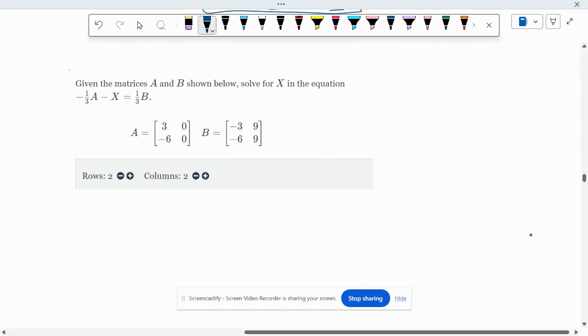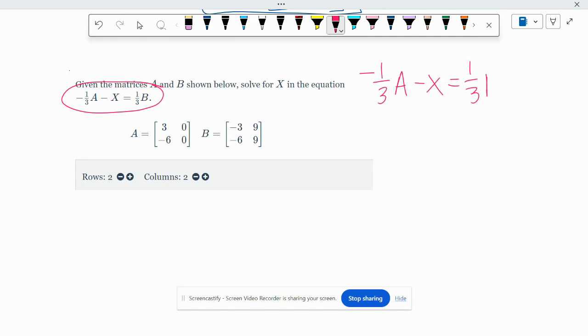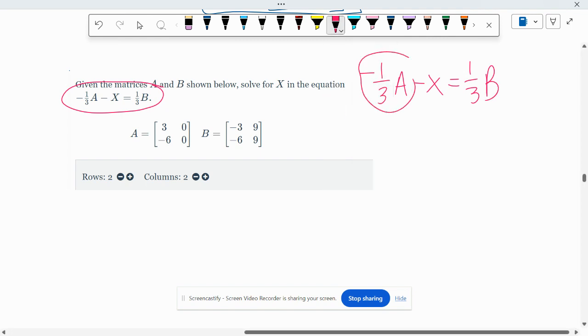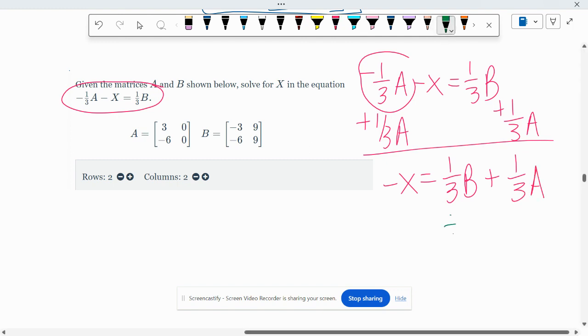Okay, so the first thing that I want to do, remember, is get x all by itself. So I'm taking this equation, negative 1/3 a minus x equals 1/3 b. Well, I want to move this to the other side, so I'm going to add 1/3 a to both sides. So negative x equals 1/3 of the B matrix plus 1/3 of the A matrix. Remember, multiplying by a third is the same thing as dividing by 3.